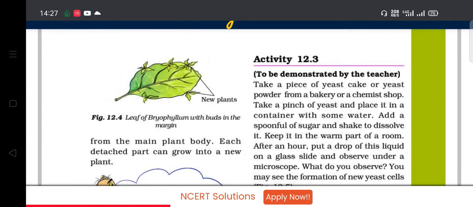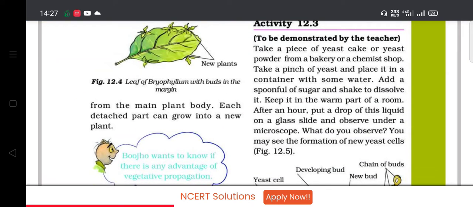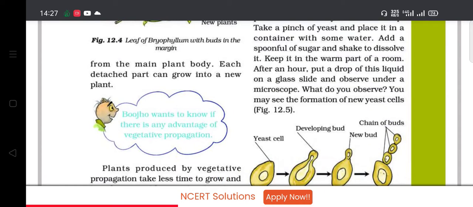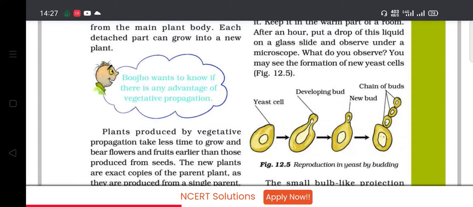So here you can see there is an activity. Take a piece of yeast cake or yeast powder from a bakery or chemist shop. Take a pinch of yeast and place it in a container. Add a spoonful of sugar and shake to dissolve it. Keep it in the warm part of a room. After an hour, put a drop of this liquid on a glass slide and observe it under a microscope. You will observe the formation of new yeast.